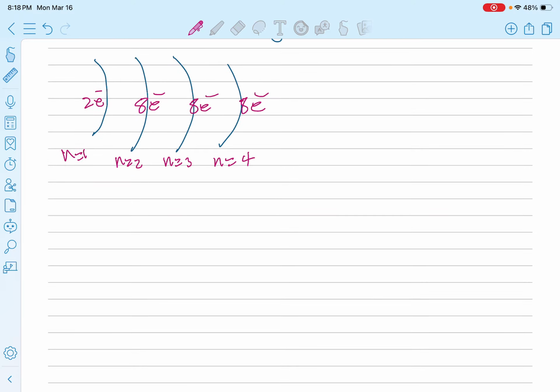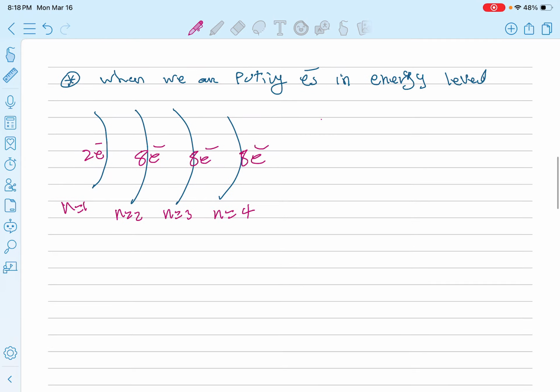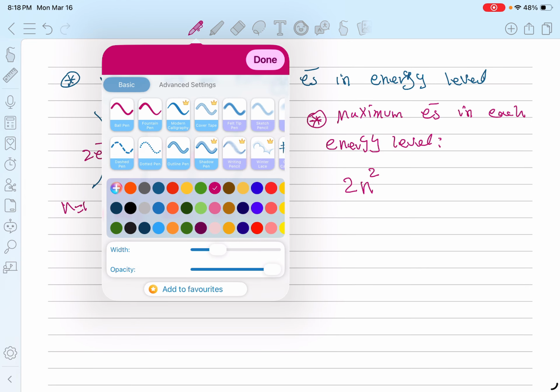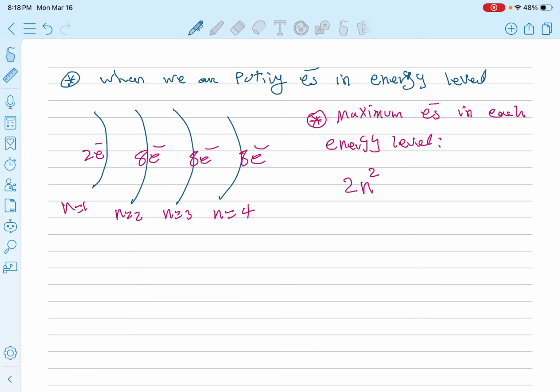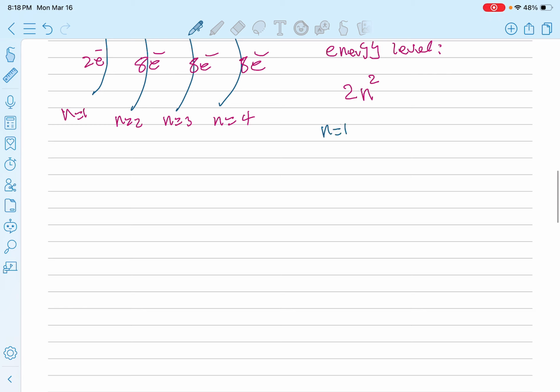But this is another hint: if we want to know the maximum electrons in each energy level, we have to use this formula, 2n squared. So how would we calculate this? If n is 1, it means the first energy level, the maximum electrons is 2 times 1 squared, which is 2 electrons.